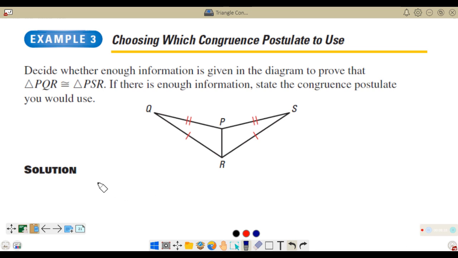Decide whether enough information is given in the diagram to prove that PQR and PSR are congruent. If there is enough information, state the congruence postulate that you would use.